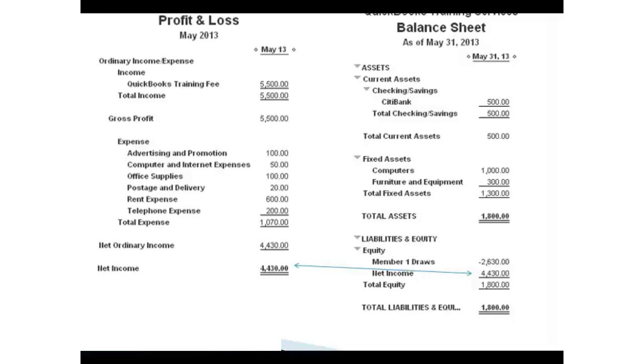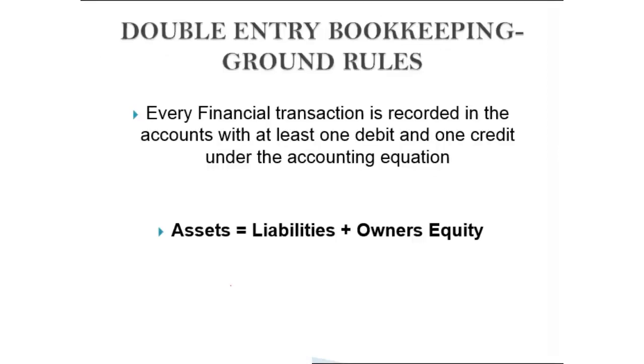The balance sheet continues to increase or decrease accordingly to your income. It is a snapshot of your financial condition. The balance sheet is what tells everyone where you stand at a certain point in time. In order to know that your numbers are in balance and are flowing correctly, it is important that you know the ground rule. QuickBooks uses the double entry bookkeeping ground rule, which is every financial transaction is recorded in the accounts with at least 1 debit and 1 credit under the accounting equation. And that accounting equation is assets equals liabilities plus owner's equity.